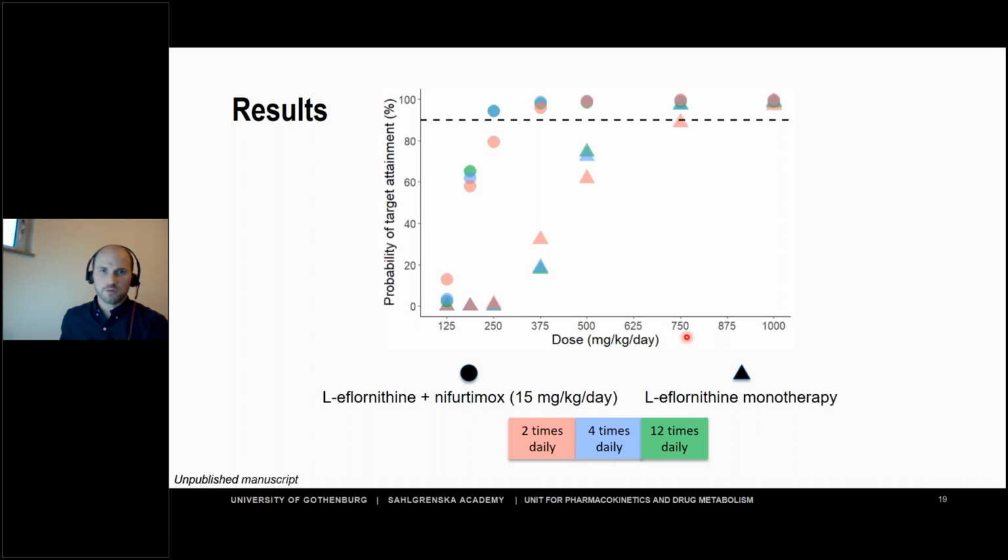But L-eflornithine as monotherapy at 750 mg per kg per day is a very high dose and above the highest dose ever used in a clinical setting for oral dosing. But then if we would use L-eflornithine and nifurtimox as a combination treatment, the story is a bit different. So here you have the circles, where already at doses around 375 mg per kg per day, we have a target attainment that climbs above 90% probability, suggesting that the combination treatment with 15 milligrams per kilogram per day of nifurtimox together with 375 mg per kg per day of L-eflornithine could be an efficacious treatment.